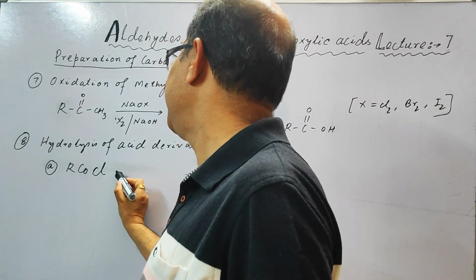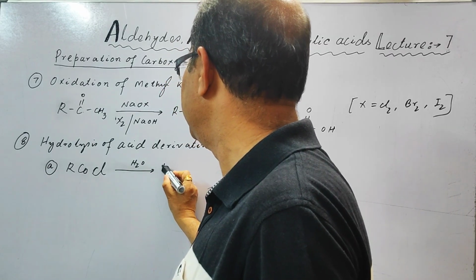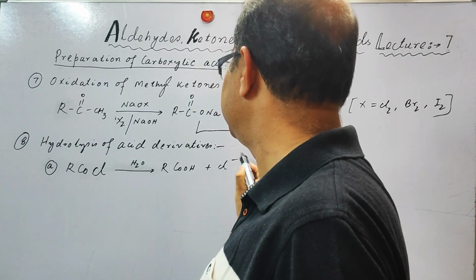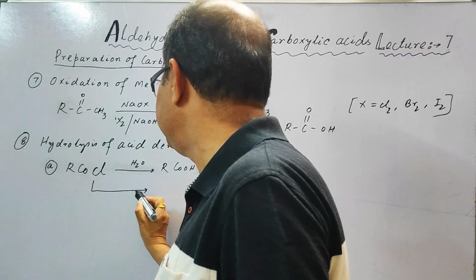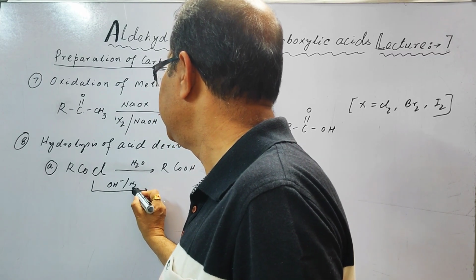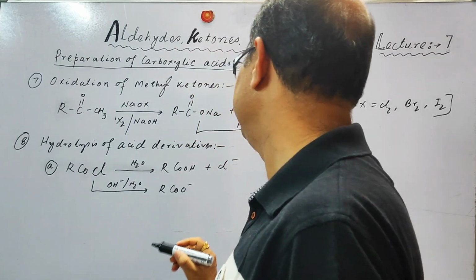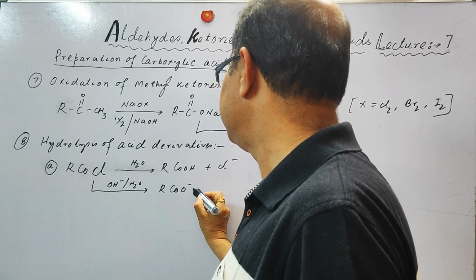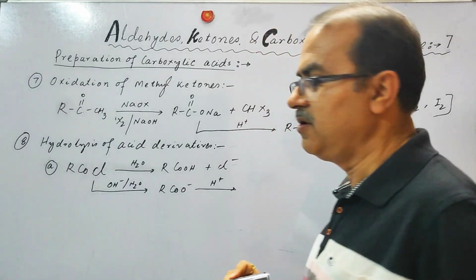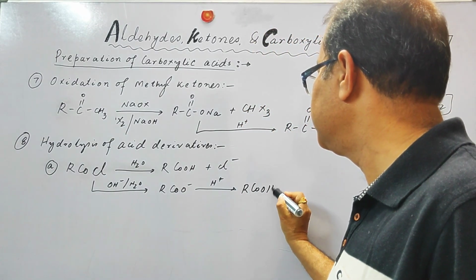So first, this is acid chloride, and when it is hydrolyzed in presence of H2O, it is going to produce this carboxylic acid. When it is hydrolyzed in presence of alkali, it is going to produce the carboxylate ion, and this is further hydrolyzed, or we can say acidified, and it is going to produce this carboxylic acid.